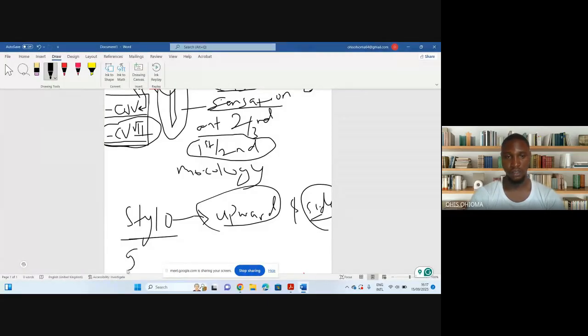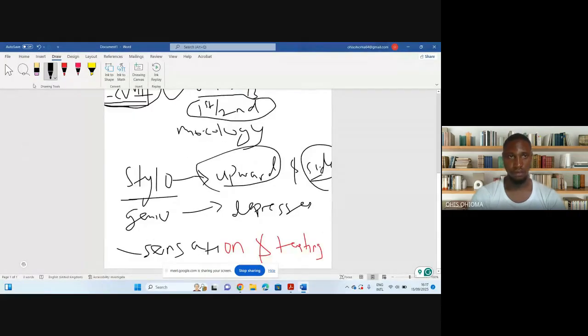The genioglossal muscle does the opposite of this. It depresses the tongue and brings it outward. So it depresses the tongue and brings it outward.